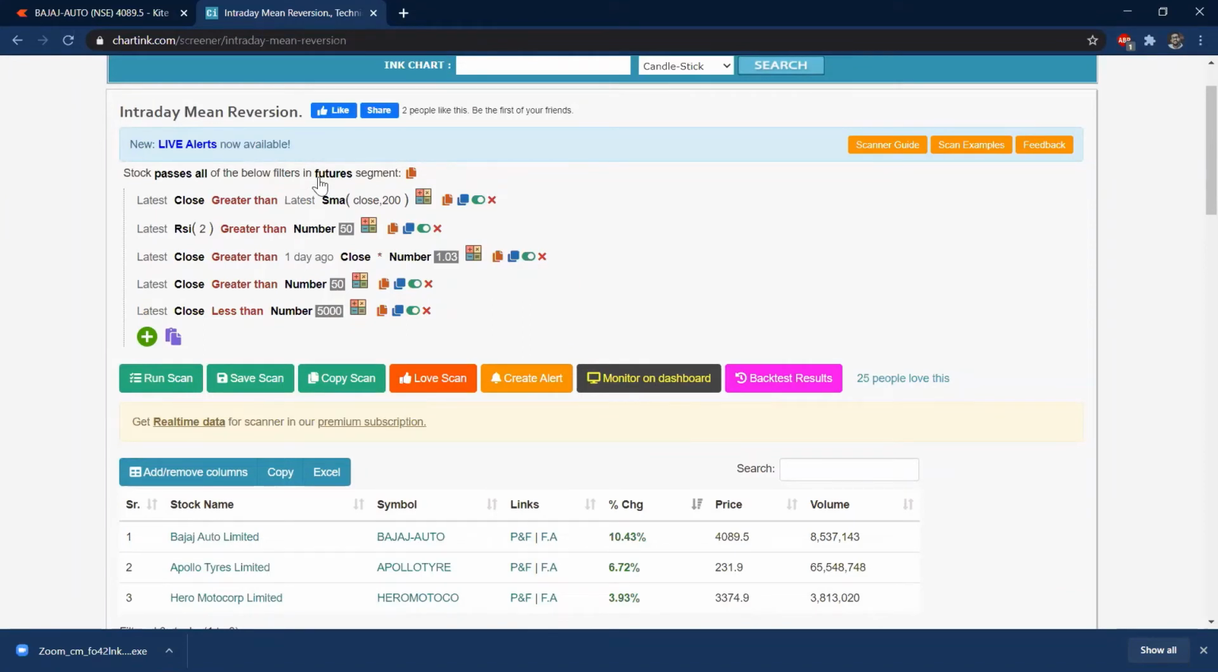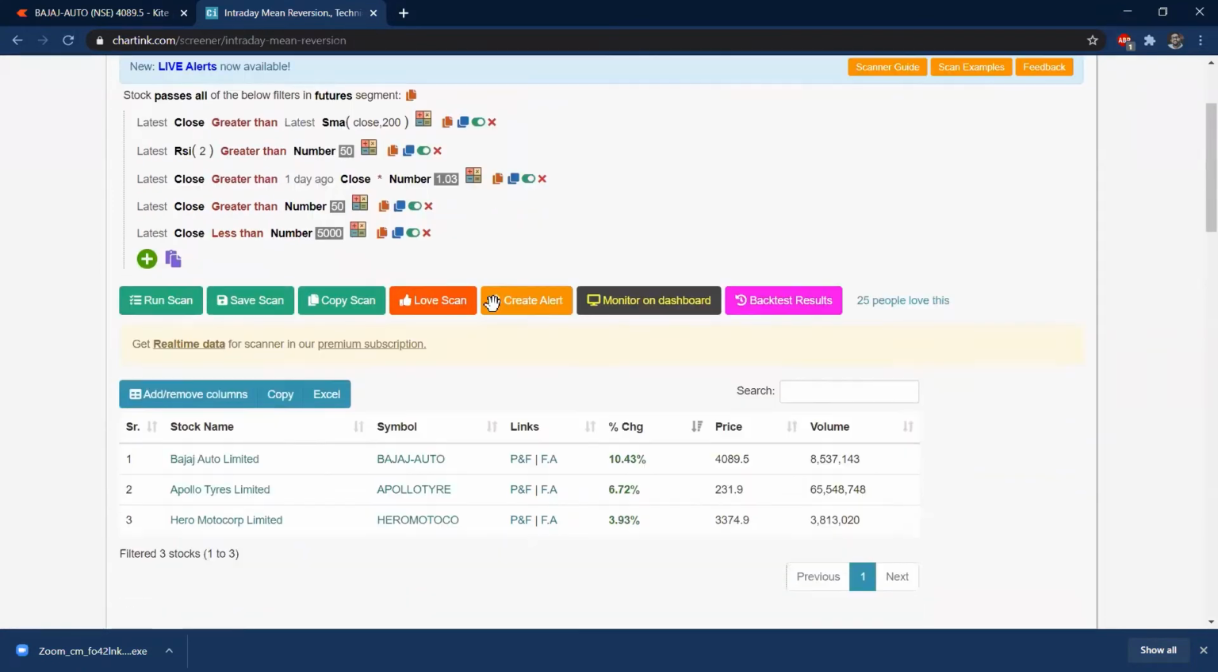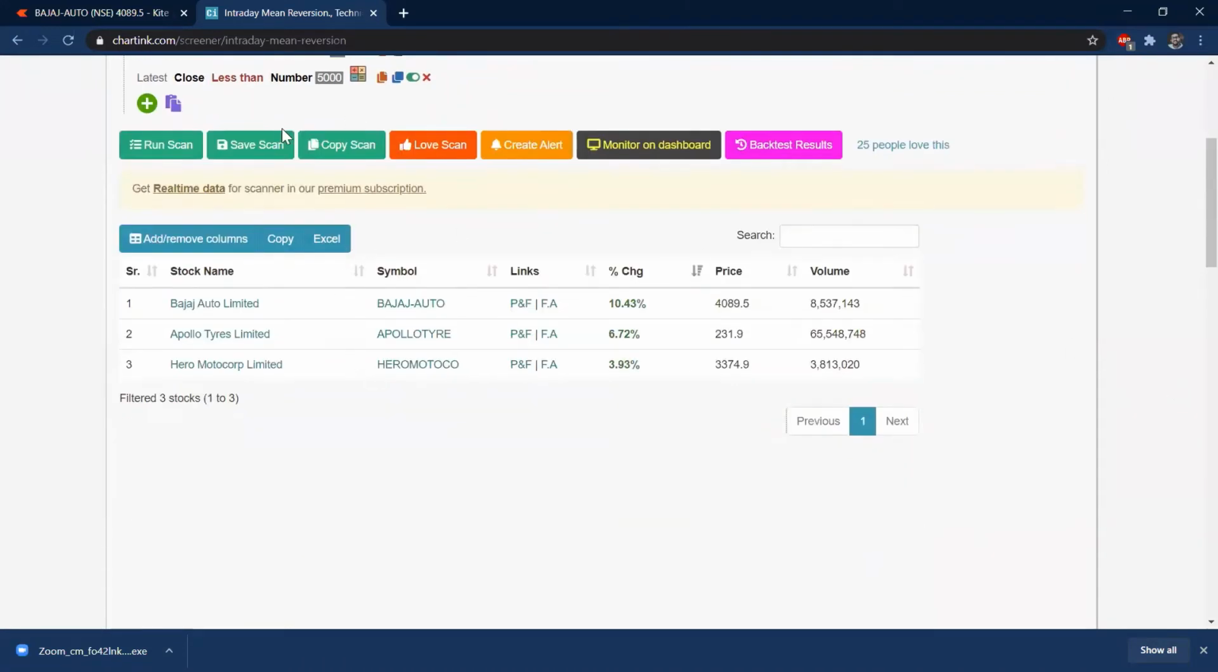As you could see, here is what we are testing. First of all, we are checking whether the stock falls under the F&O segment, then whether the closing price is greater than the 200-day simple moving average, whether the 2-period RSI is greater than 50, and whether the stock did appreciate at least 3% on the last day. Then we are also checking whether the stock price is trading between 50 rupees and 5,000 rupees. When I entered this, I got 3 stocks: Bajaj Auto Limited, Apollo Tires, and Hero Motor Corporation.